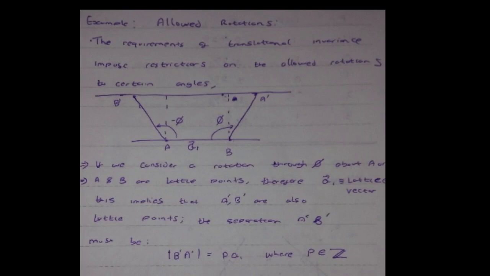Now, since A and B are lattice points, it implies that A prime and B prime will also have to be lattice points, since when we rotate them, translational invariance requires that. So the distance A prime B prime will be a multiple of a vector. So that is why we have the absolute value of B prime A prime equal to P times A1, where P is always an integer. Remember that lattice points are always defined in terms of n1, n2, and n3, which are always members of the integer group.